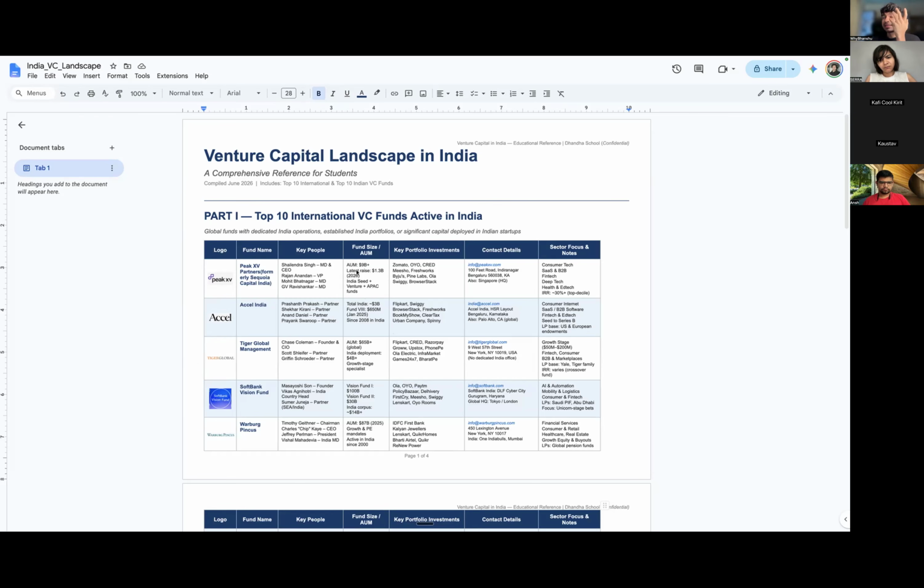Latest raise, that's the money that the VC fund itself raised, because VCs also need to raise money, as we said. So this was their last raise. And India Seed plus Venture plus APAC funds. Key portfolio investments, Zomato, the poster child in many ways of Sequoia India's portfolio, right?